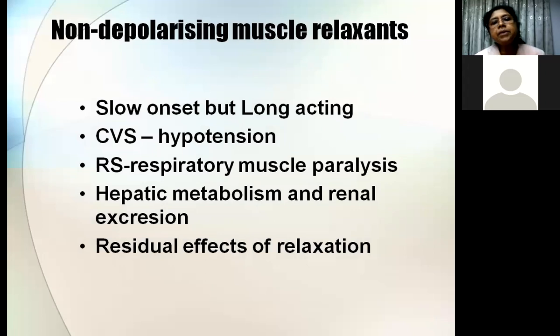Right. Then the non-depolarizing muscle relaxants, they are slow to onset, but they have a long action. So sometimes it's very bothersome when we have a patient who is having a difficult airway, because it acts long, they won't recover, so we have no way of looking after their airway. So you have to be very careful when you're giving these non-depolarizing muscle relaxants.